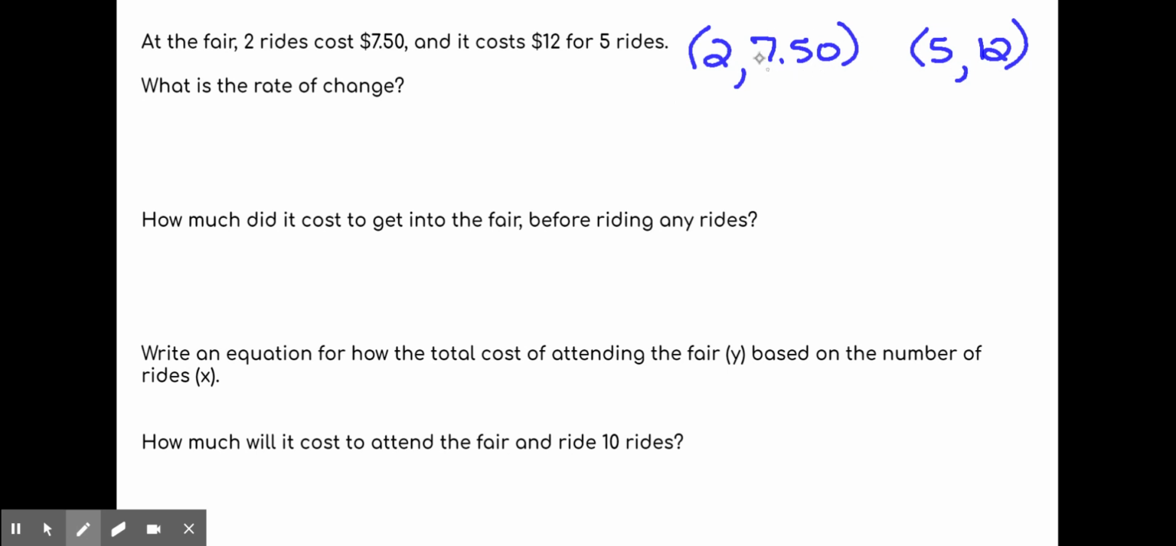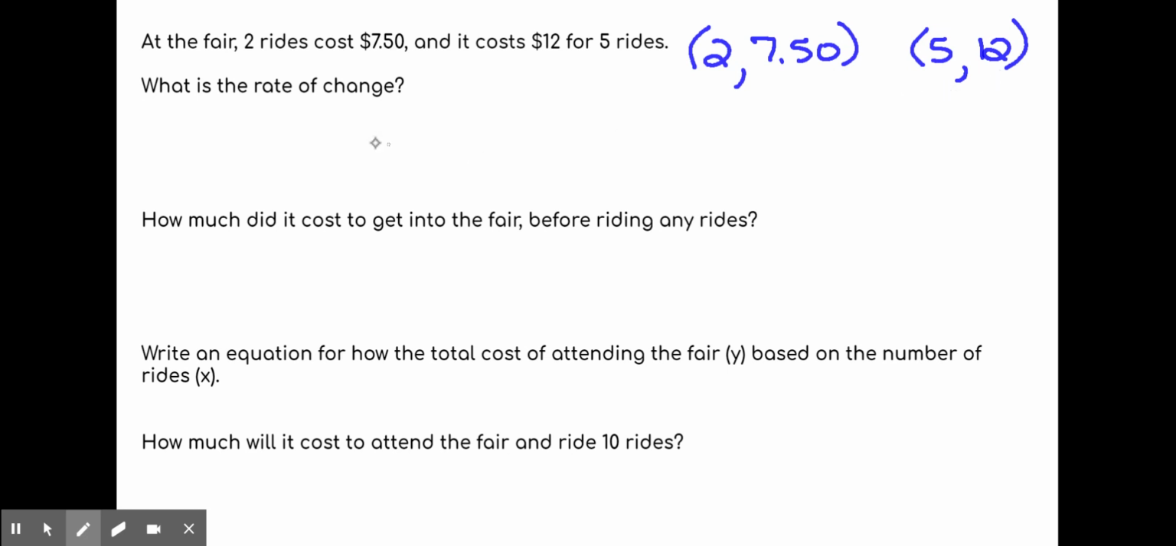The cost depends on how many rides you've taken, right? So the total cost is the dependent variable, that is y, and the number of rides is the independent variable, that's x. Notice it's written backwards. You've got to pay attention. The rides is the independent variable. The total cost would be the dependent variable.